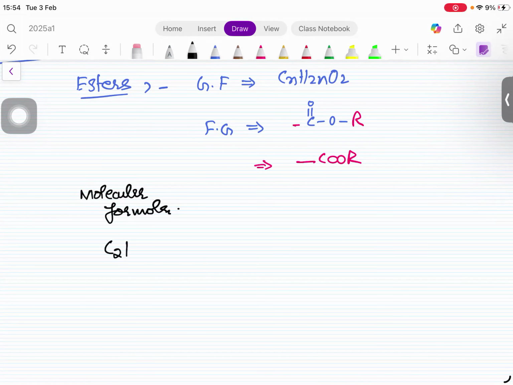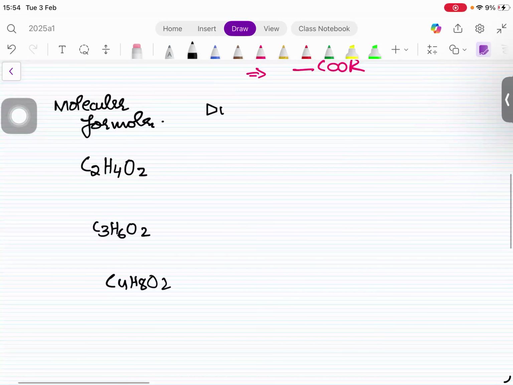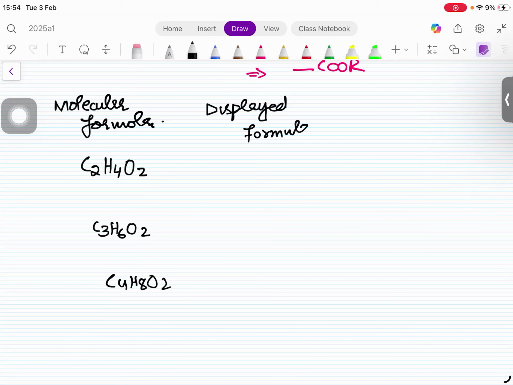C2H what? C2H4O2, the molecular formula. Then C3H6O2, and then C4H8O2, right? When you are drawing the displayed formula, I would suggest that when you are drawing esters, you have to write first of all the functional group. Okay? Don't write the chain first. First write the functional group.